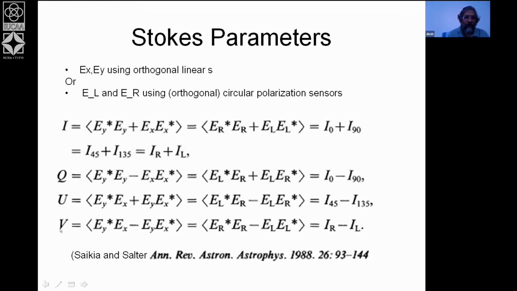Similarly, V will be the imaginary part of the complex correlation between X and Y. That's nothing but saying that X and Y combining to give rise to a circular motion will require a phase difference of pi by 2 between the two, and that's exactly picked up by the imaginary part of the complex correlation. So this can be simply the difference between the two bands of circular polarizations, or can also be obtained in terms of the imaginary part of the complex correlation between X and Y.